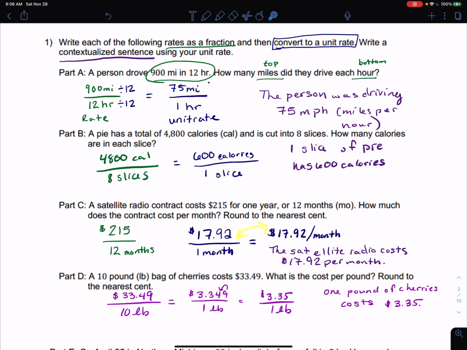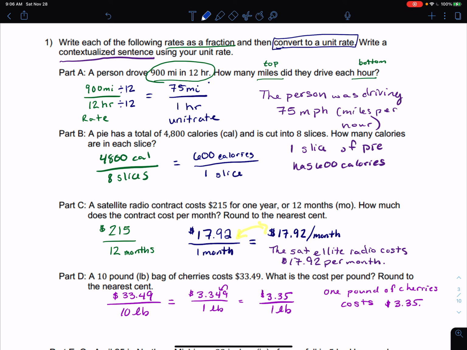If we look at part B, a pie has a total of 4,800 calories and is cut into 8 slices. How many calories are in each slice? So calories comes first, so it's going to be in our numerator. Slice comes second, so it's going to be in our denominator. So from the problem, we have the 4,800 calories and 8 slices. So our rate is 4,800 calories over 8 slices.